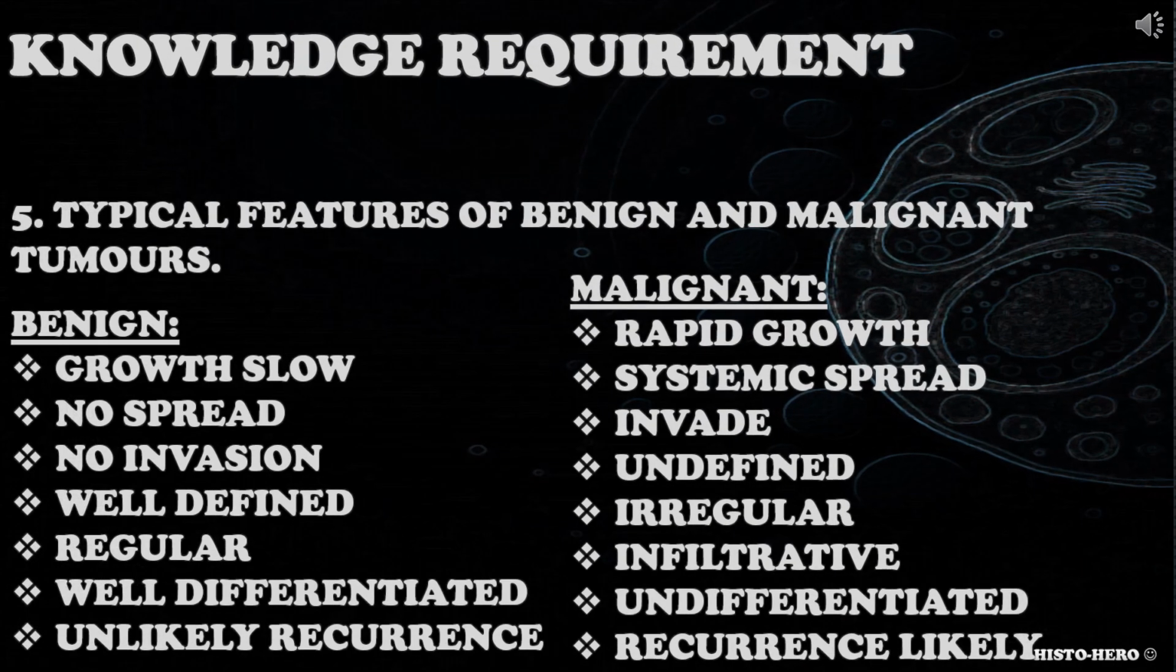The fifth knowledge requirement is typical features of benign and malignant tumors. Candidate needs to have the knowledge and understanding about features of tumors. You could ask the candidate to name the differences between benign and malignant tumors, to list their typical features, to explain how benign and malignant tumors would differ microscopically. When addressing this knowledge requirement, candidates should consider growth speed and pattern, presence of spread, invasion, or border, cell appearance, recurrence of benign and malignant tumors and whether they are life-threatening or not.